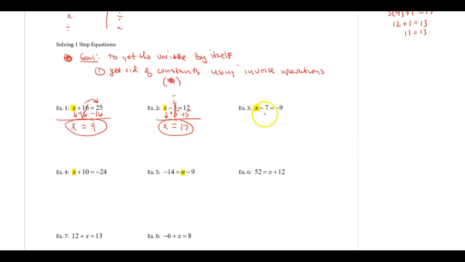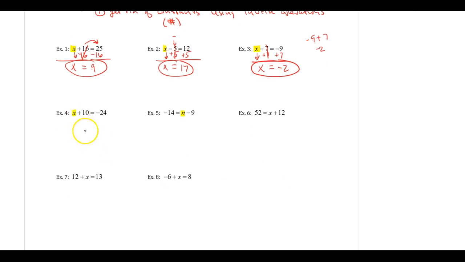Number 3, how do I get rid of the minus 7? I add it. What I do to one side, I do to the other. Bring down my x, bring down my equal sign. Negative 9 plus 7. Different signs, so I subtract, I get 2. I have 9 negatives, 7 positive. I have more negatives, so x equals negative 2.